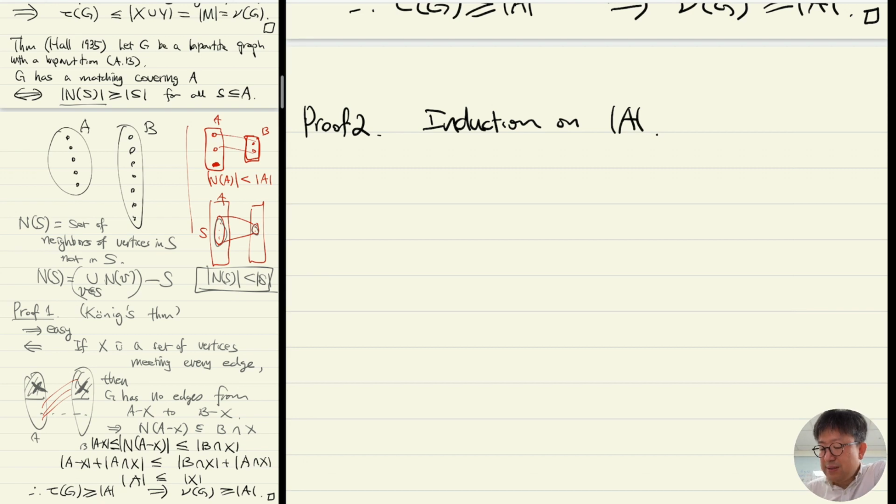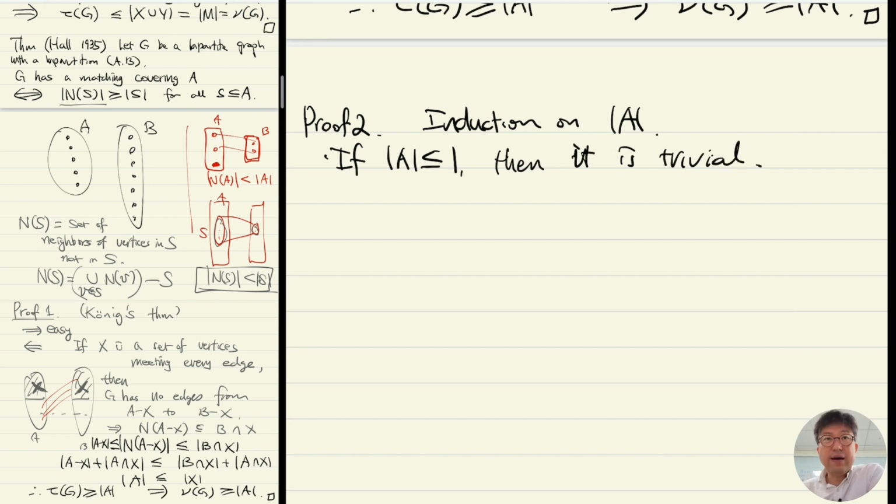So what does that mean? That means I'm going to think of the counterexample with the minimum size of A. Right? So if the size of A is really small, if A is less than or equal to 1, then it's trivial. You can just check. If A is empty, then trivially there's a matching covering the empty set. If A has size 1, the neighbor of the single vertex is of size at least 1, so you have an edge. So I can assume the size of A is bigger than 1.